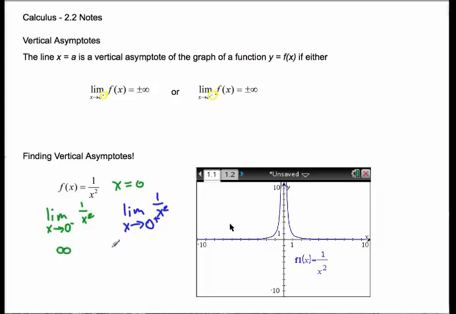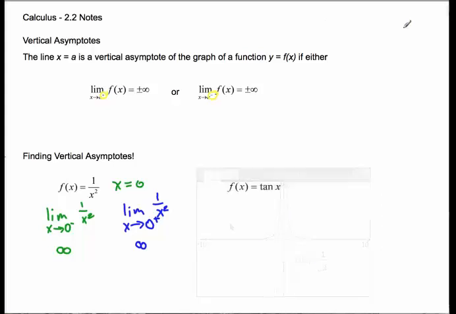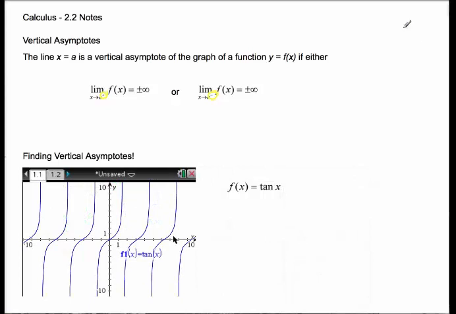And I've got a graph up for you to see so you can follow this graphically. Sometimes with vertical asymptotes, it's a lot easier to see graphically. The same thing is going to happen with the blue limit. And the reason they both go to positive infinity is because if you take a negative number and square it, it becomes positive. Okay? Now, let's look at the tangent. It's a little bit different.